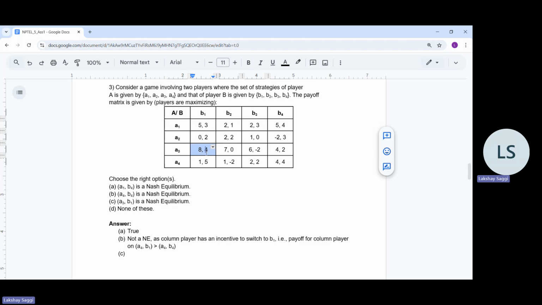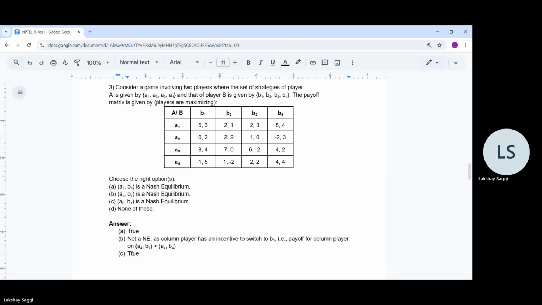But let's see for the column player. For the column player right now, the payoff is 4. On switching to B2, the payoff becomes 0. So no incentive to switch to B2. No incentive to switch to B3 either because it is -2. And similarly to B4, also no incentive because it's again 2. So 4 is greater than 2. So we see that actually at A3, neither the row player nor the column player has an incentive to switch. And that's why this A3, B1 is also a Nash equilibrium.